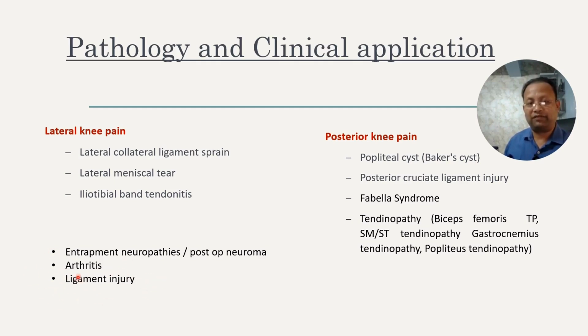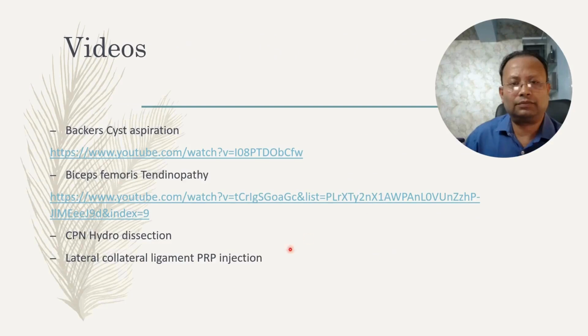So for diagnosis purpose, if ultrasound doesn't show, then you can send the patient for MRI and go for the diagnosis. And then entrapment neuropathies, as I told, and post-op neuroma. After TKR also many patients get this type of superficial cutaneous nerve neuropathy, and different types of pain can go on. So these patients can come to us.